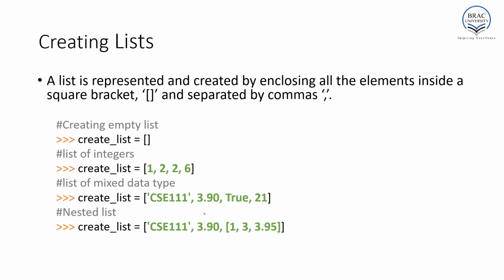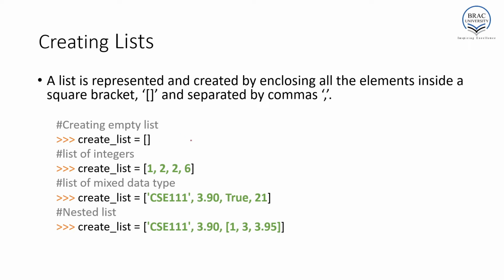So how do we create lists? A list is represented and created by enclosing all the elements inside square brackets and separating them by commas. In the first example, I am creating an empty list. The name of the variable I am using is createList. To declare a list, I have used the square brackets, and inside the square brackets there are no elements, meaning there is an empty list created and it is stored in the variable createList.